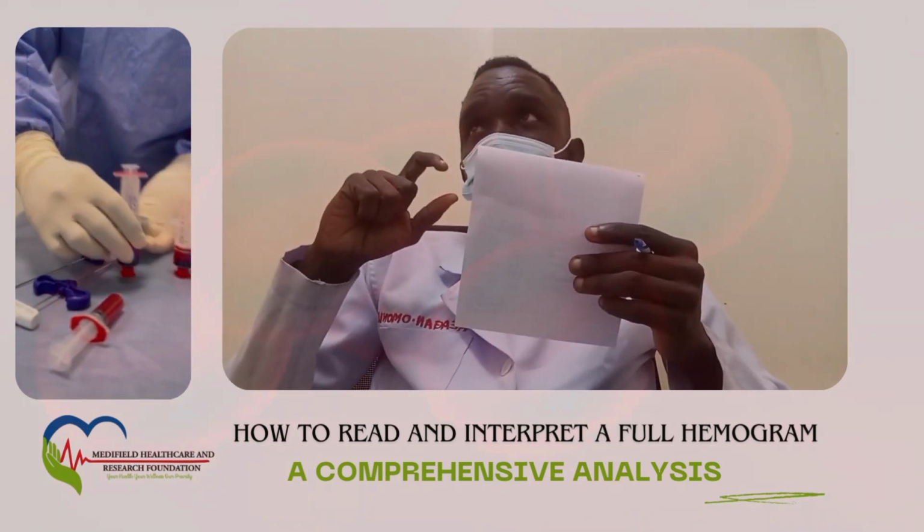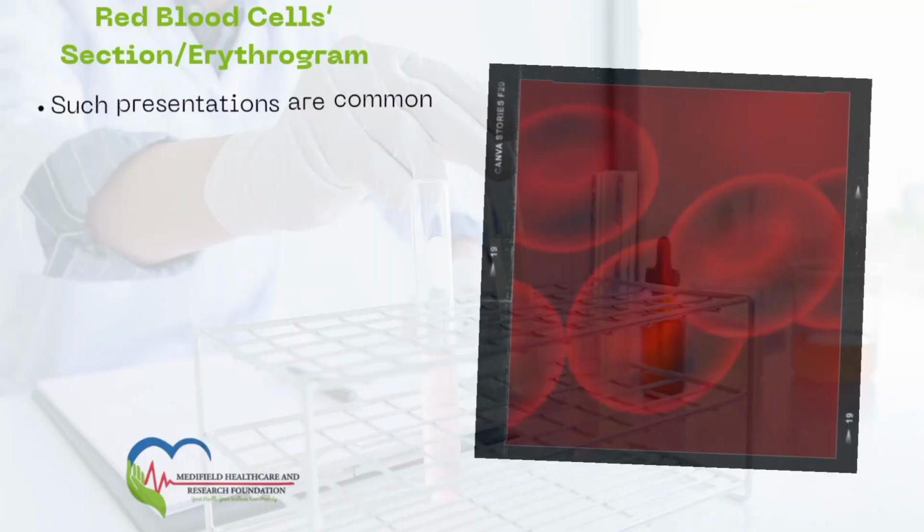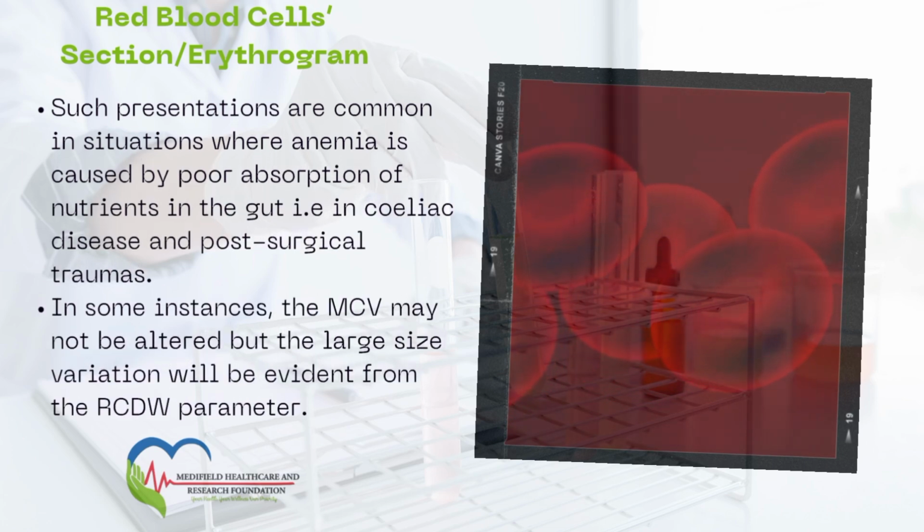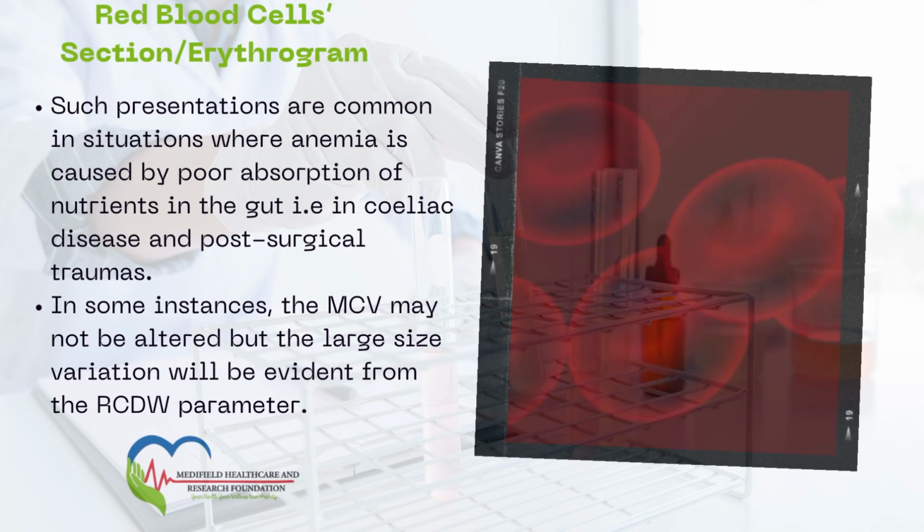So we have very wide variations in the sizes of the blood cells that are available. We have both macrocytic and microcytic anemia. In this situation, most of the time you may see no change in the MCV, but you'll always notice the wider variations in the RCDW, that is the red cell distribution width.